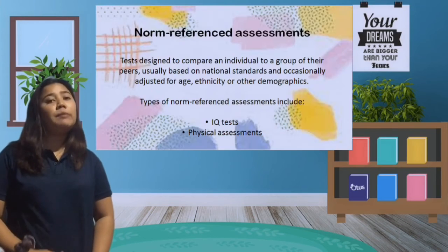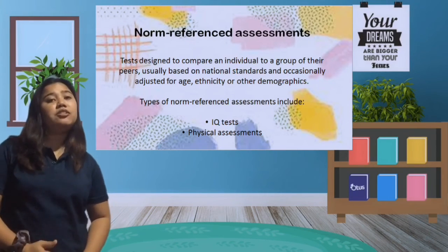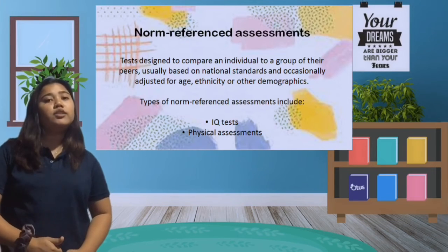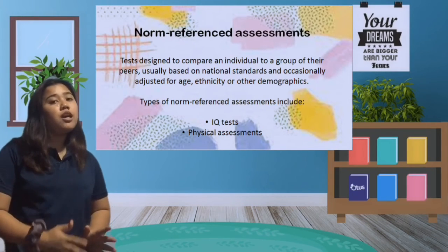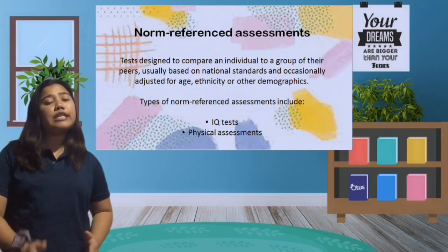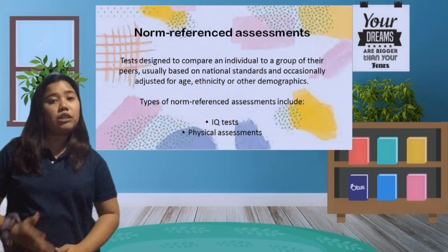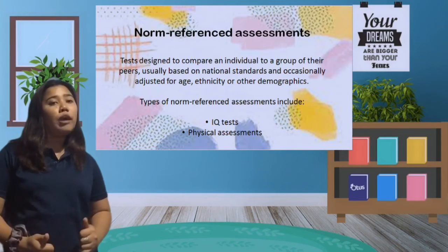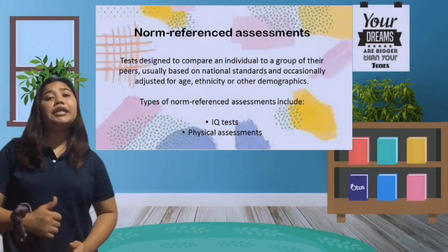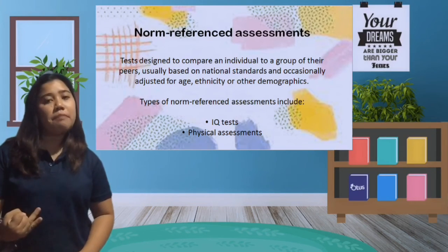Next is the norm reference assessment. It is the test designed to compare an individual to the group of their peers, usually based on the national standard and occasionally adjusted for age, ethnicity, or other demographics. The types of norm reference assessment include the IQ test and the physical assessment.